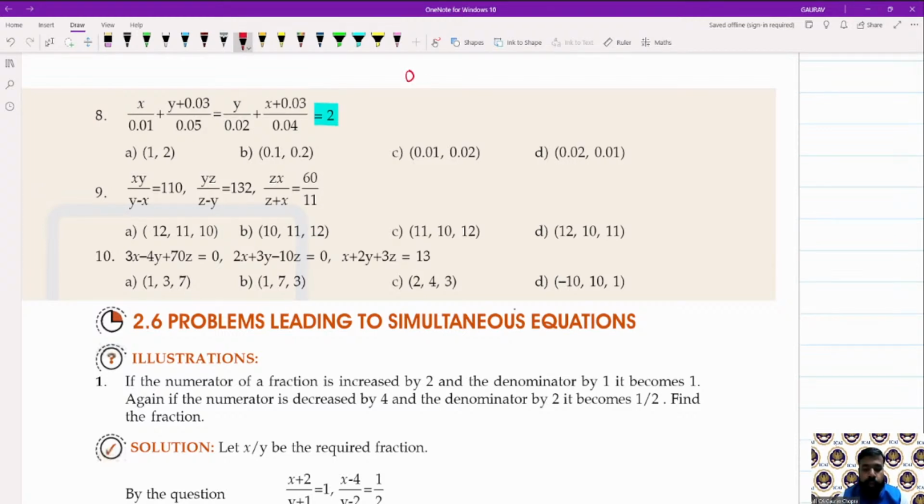For x, we have to put 0.01 upon 0.01 plus y. For y, we have 0.02 plus 0.03 divided by 0.05, and it should equal 2. If we see, the values are getting cancelled, so it is becoming 1. Again, 0.05 upon 0.05 is also 1. Therefore, option number C is the correct answer. So C is able to satisfy both the equations.